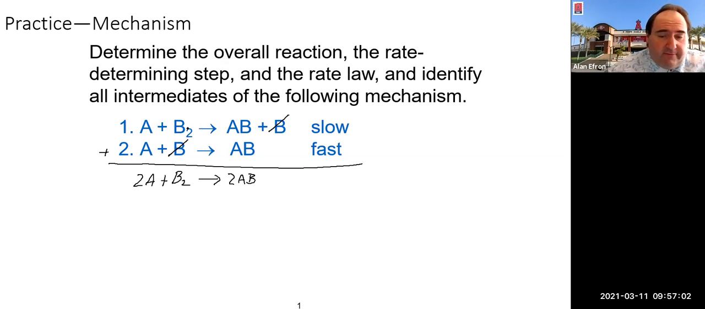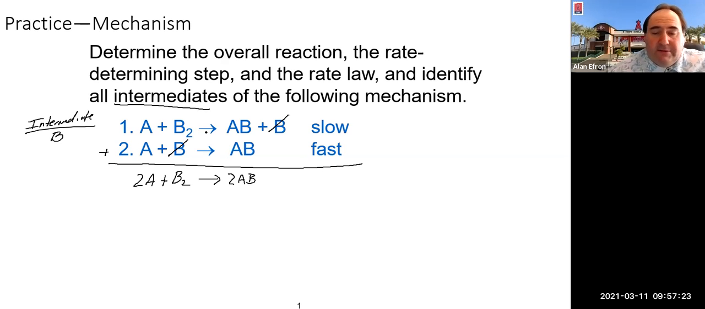We also sort of answered one of the other questions, which is what are the intermediates? In this case, it looks like we only really canceled out B. And obviously it does not appear in the overall reaction, so that would be the intermediate.